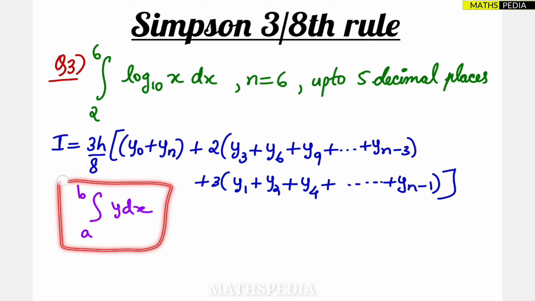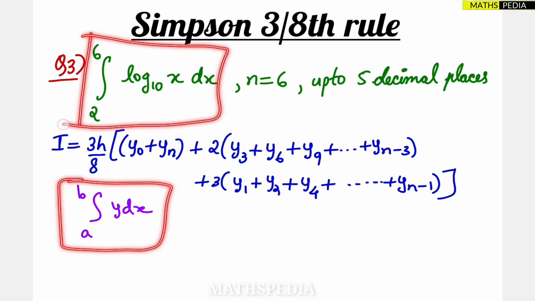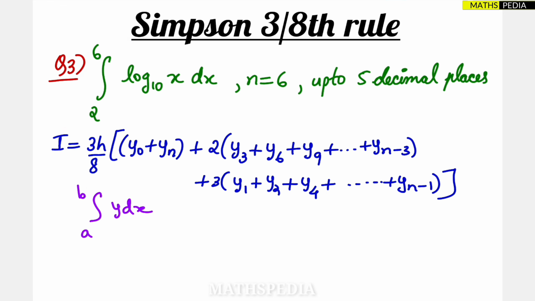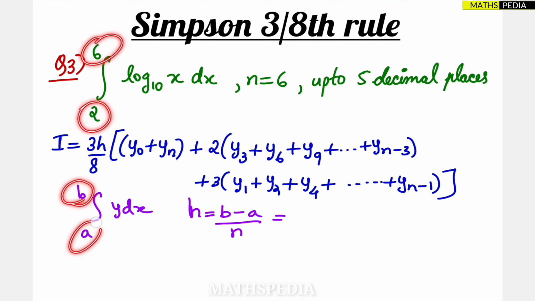So comparing this term and this term, you will try to understand that you have to calculate the h value, right? So how to calculate the h value? h is equal to (b minus a) by n. What is b? b is nothing but the upper limit and a is nothing but the lower limit. So the upper limit will be 6, the lower limit will be 2, as comparing here. Like that, if you do the comparison, you will understand.